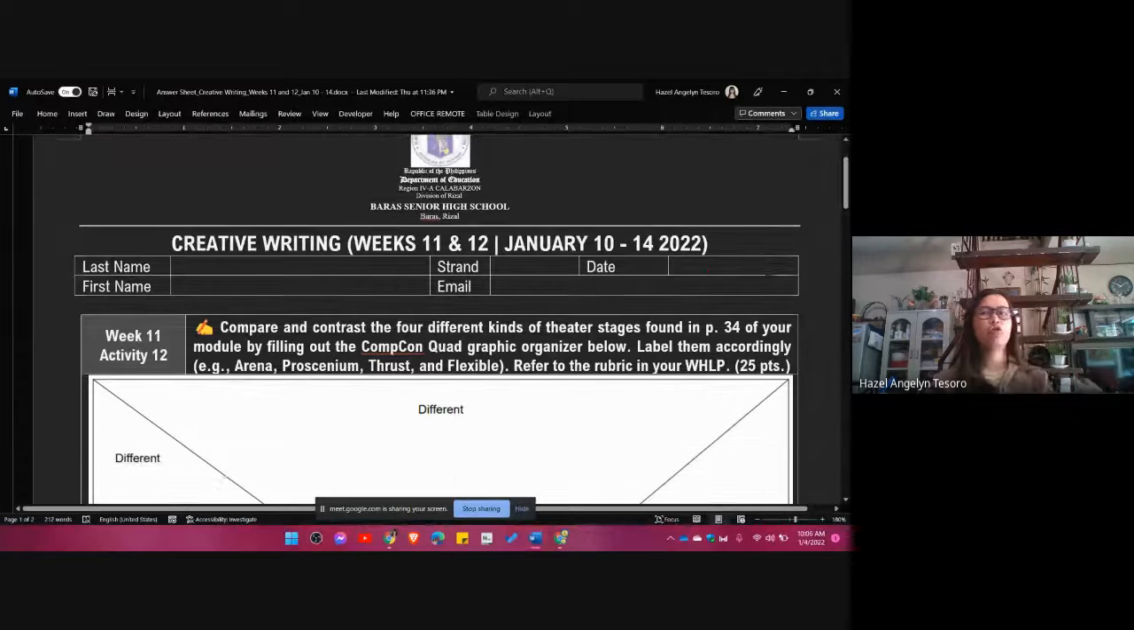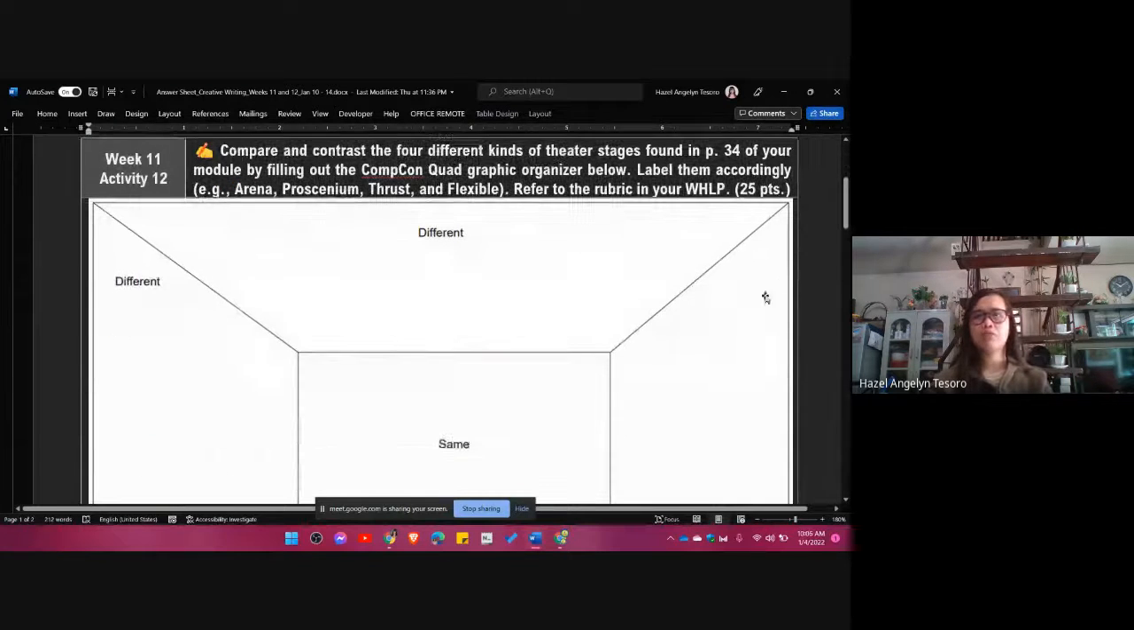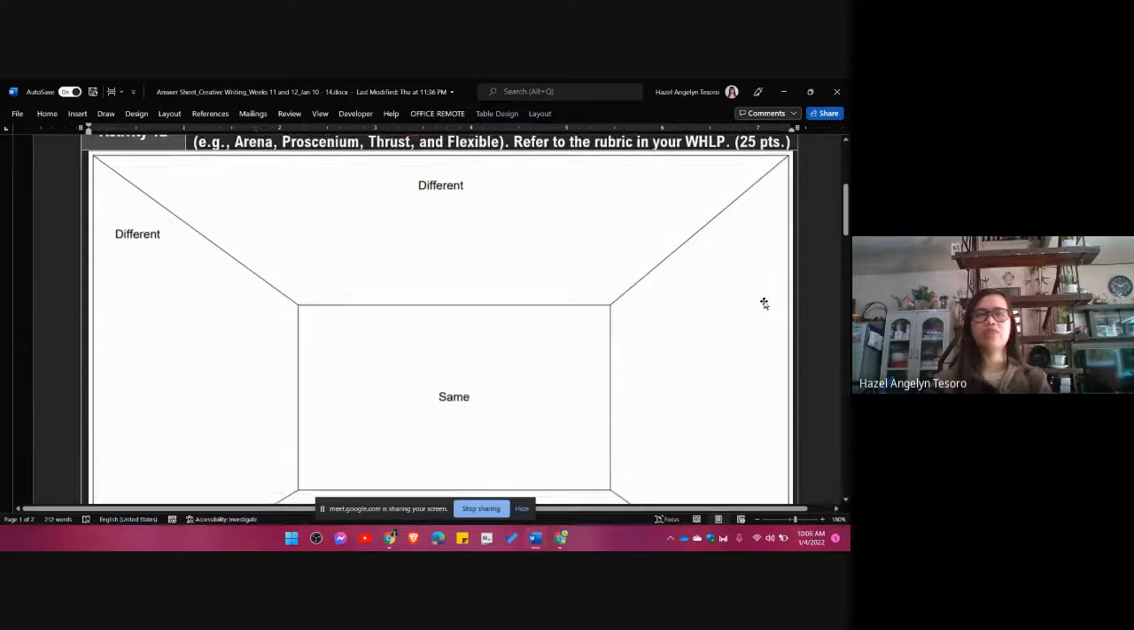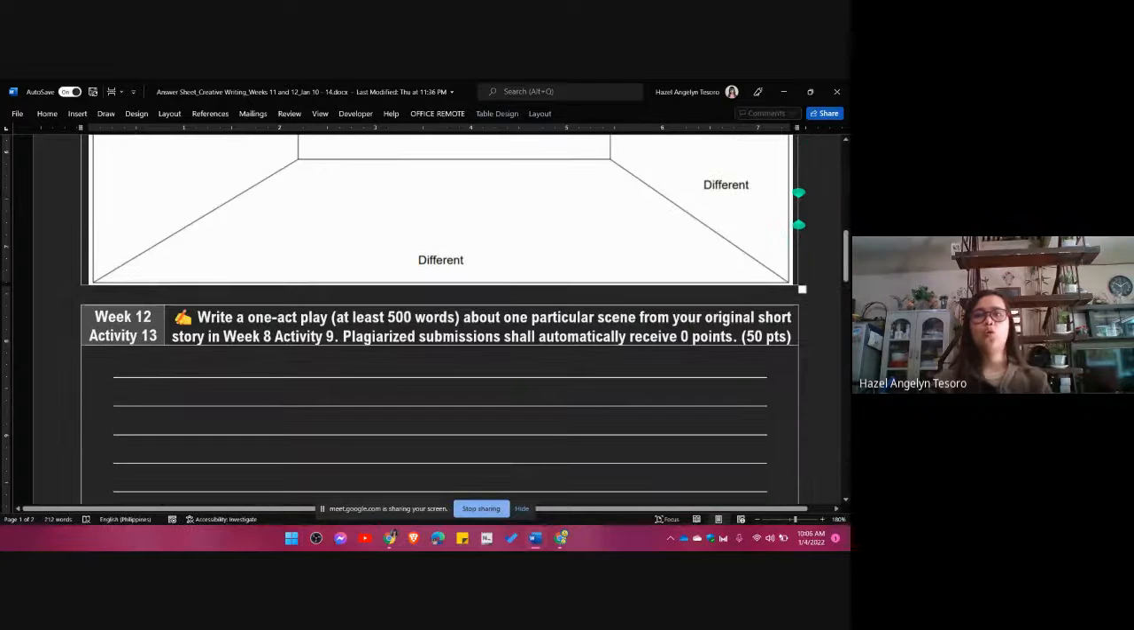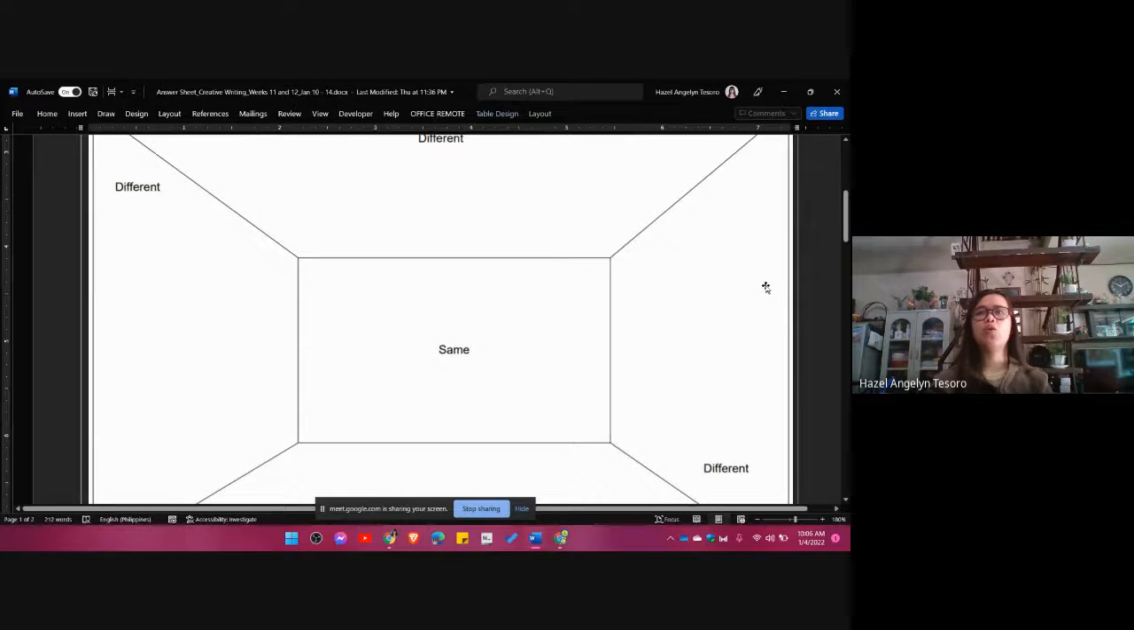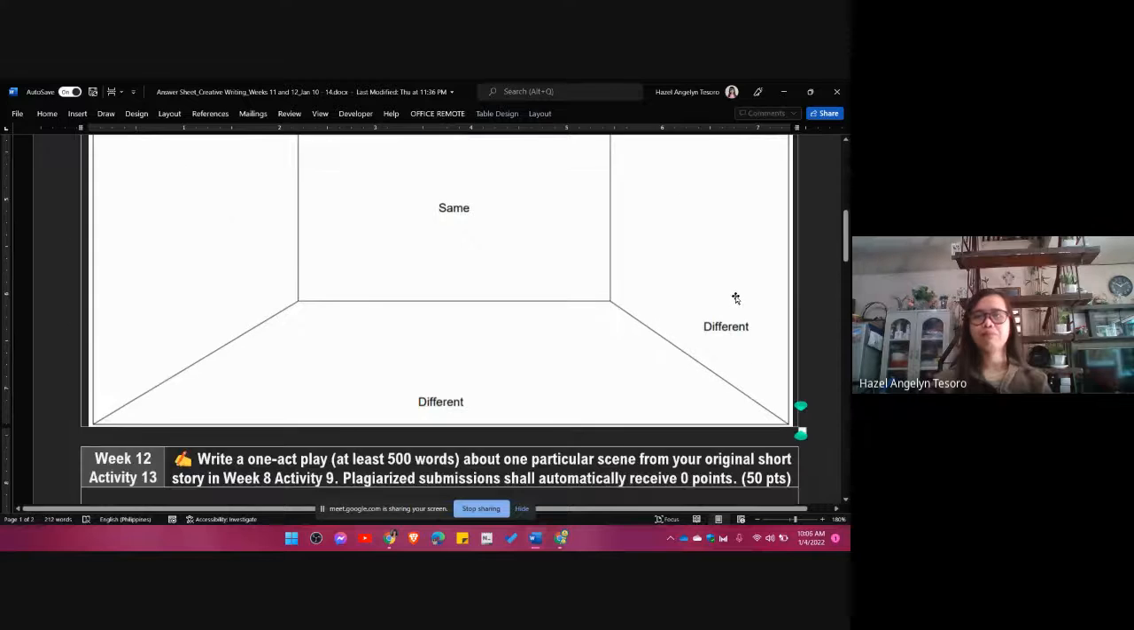So now, here is the activity sheet. That's for 25 points, our first activity. So you're going to compare and contrast the arena, proscenium, truss, and flexible types of stages. Or it doesn't have to be flexible, you can just write another type of stage that we missed out on, okay? Just make sure it's 4, because you only have 4 slots here.